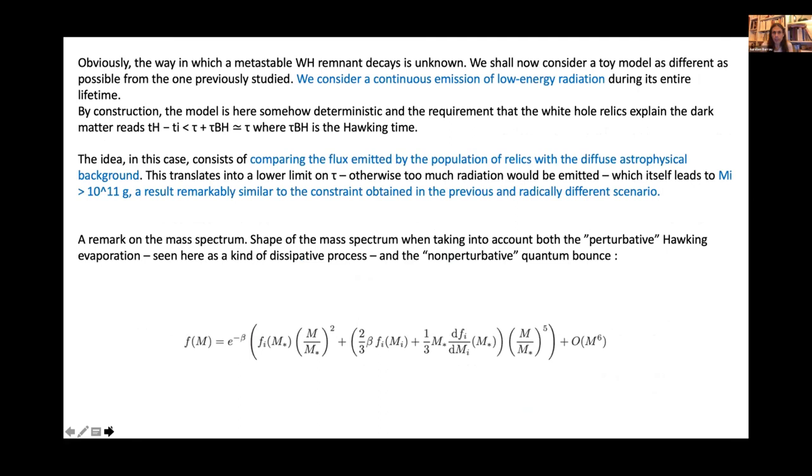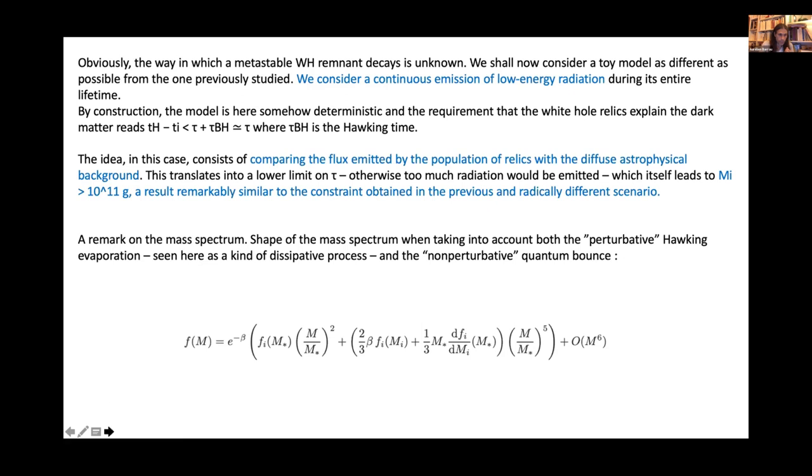Or you can make the hypothesis that the white holes are emitting a continuous signal. We took an E-2 signal for somewhat technical reasons, because it avoids having a sensitive parametric dependence on the bounds of the integral. And at the end of the day, we end up with nearly the same bound of initial mass, which should be greater than 10 to the 11 grams. And if you are interested, we also derived some analytical formulae to evaluate the distortion of the initial mass spectrum induced both by the Hawking evaporation and by the bouncing effect.